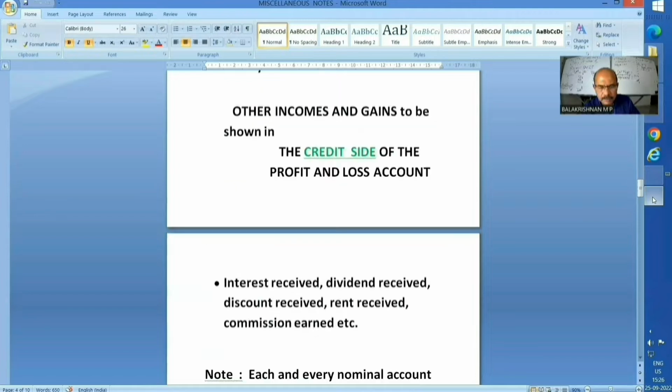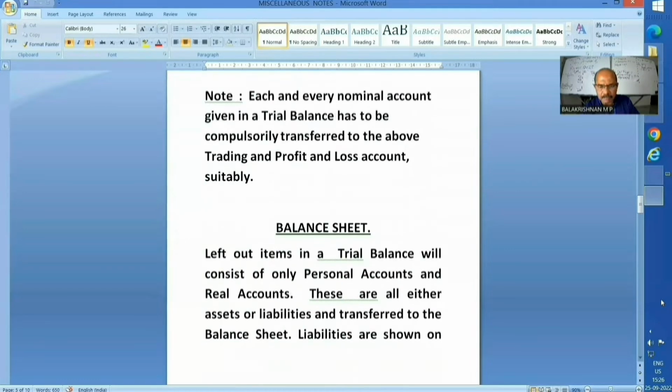Now, there are some limited items that come on the credit side of a profit and loss account. These are all other incomes and gains, such as interest received, dividend received, discount received, rent received, commission earned, etc. Please note that each and every nominal account given in a trial balance has to be compulsorily transferred to the above trading and profit and loss account suitably. Before arriving at the net profit, you should ensure that no item of nominal account nature is left untransferred.